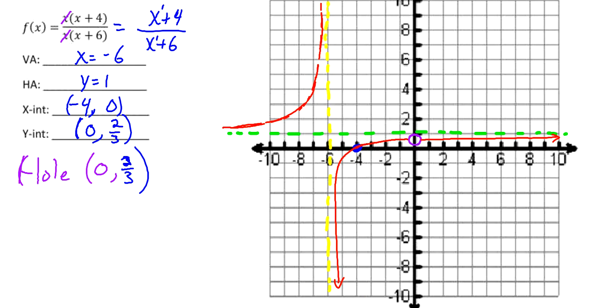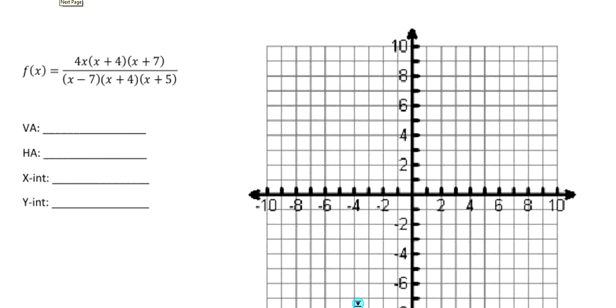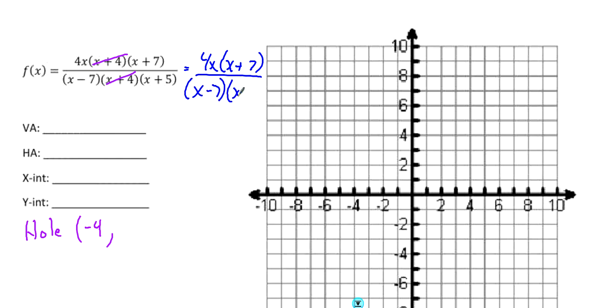Now, the next one, we're going to do the same thing. We start off by seeing, do we have any common factors? And yes, we do. x plus 4, x plus 4, which means we start with this hole at negative 4. We rewrite, so what we're left with is 4x, x plus 7 over x minus 7 times x plus 5.